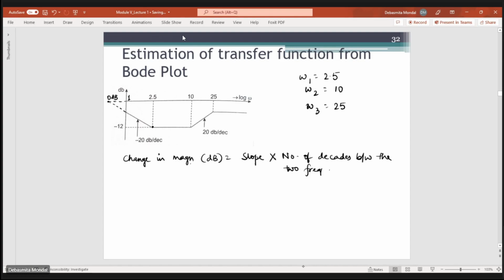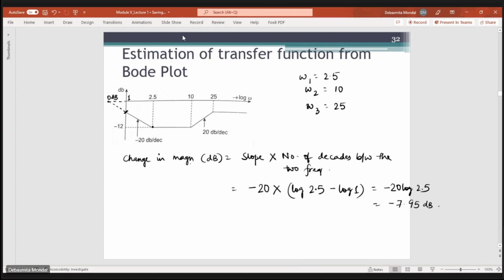Okay, so we can find out what will be the value at this point, right? At omega equals 1, we have to find out what is the value. This is a slope of minus 20 dB per decade, so it is minus 20 dB multiplied by the number of decades between these two frequencies, that is log of 2.5 minus log of 1. So this equals minus 20 log of 2.5, which is equal to minus 7.95 dB.